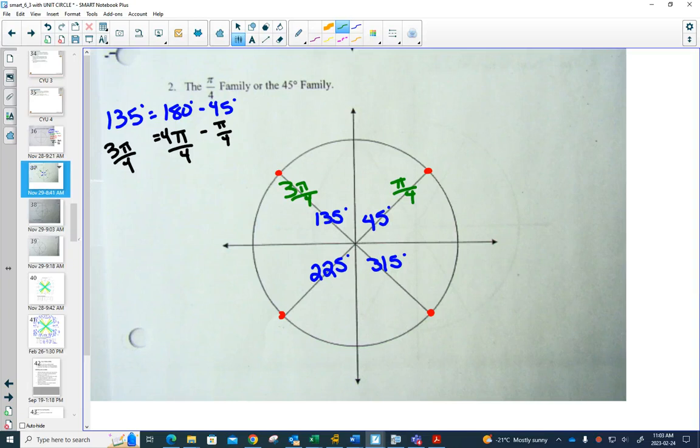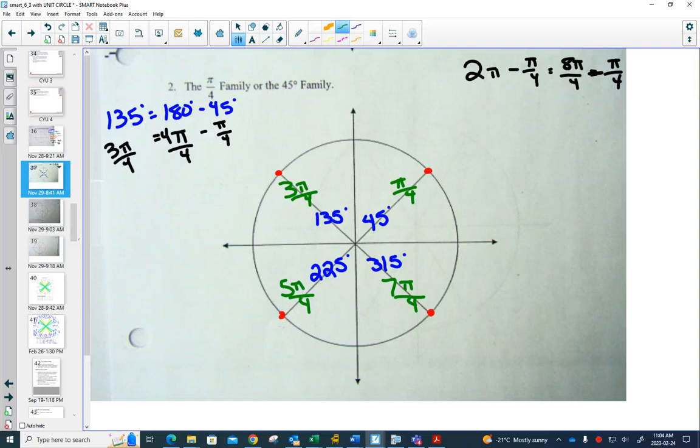Similarly, if we went to quadrant 3, you would do pi plus your reference angle, so it would be 4 pi over 4 plus pi over 4, and you would get 5 pi over 4. And in quadrant 4, all the way around is 2 pi minus pi over 4. 2 pi is the same as 8 pi over 4. So you think 8 pi over 4 minus pi over 4 would give me 7 pi over 4. So for the 45-degree family, we can find the degrees, we can find the radians as well.